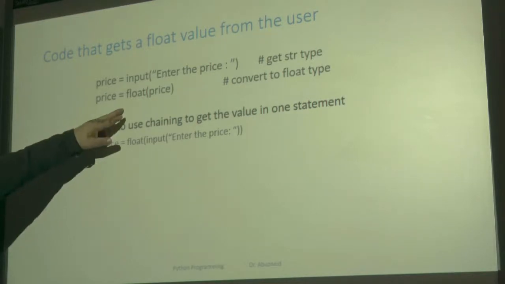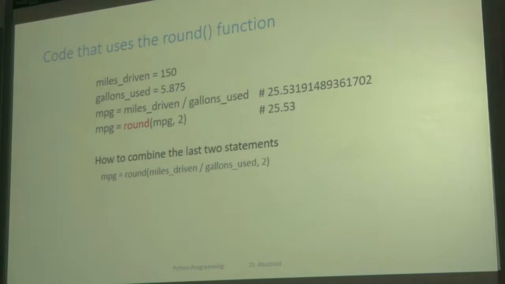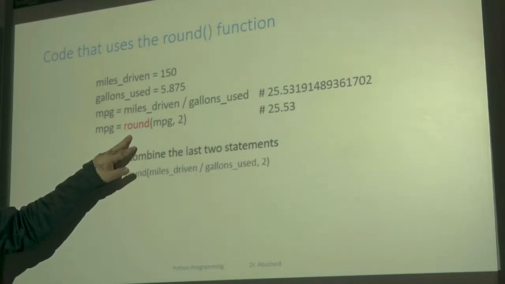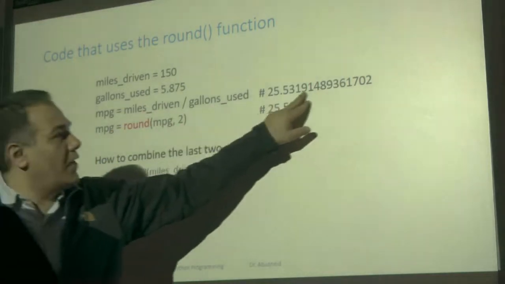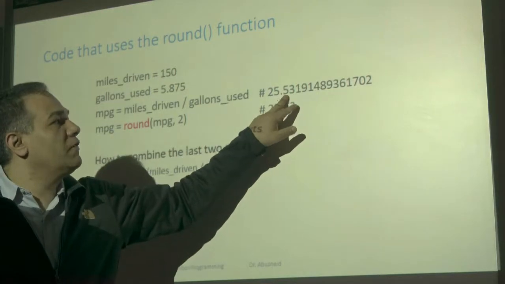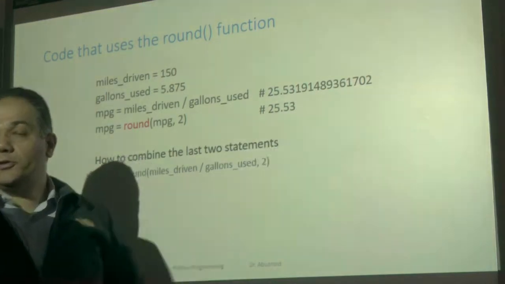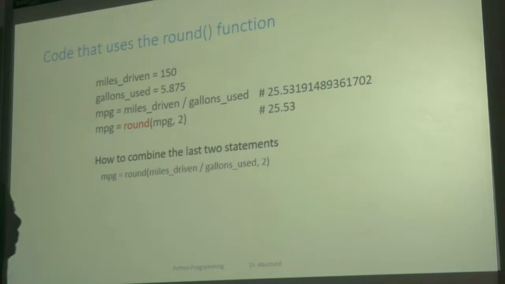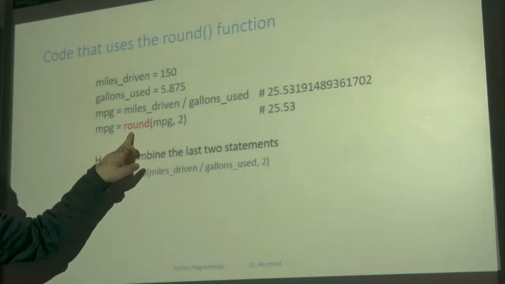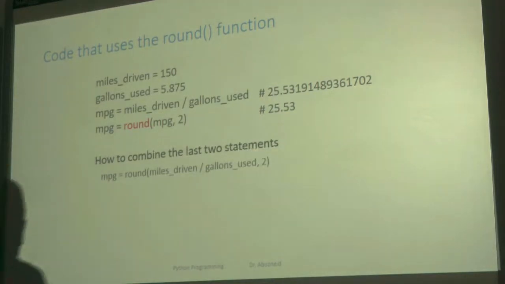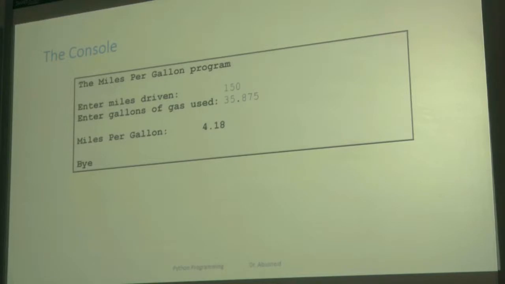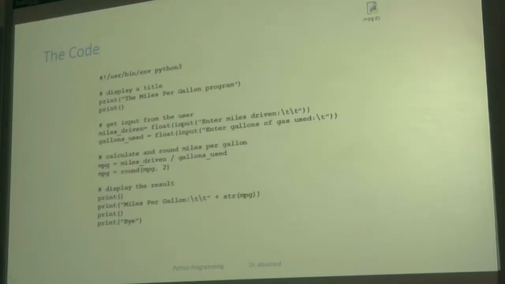Float, if you need to make sure it's a float, whatever the program does. All right, for rounding, when you divide this variable by this variable, it gave you this value, 25.5319. If I am interested in just 2 decimals, I could do round 2 and it will give you 25.53. All right.